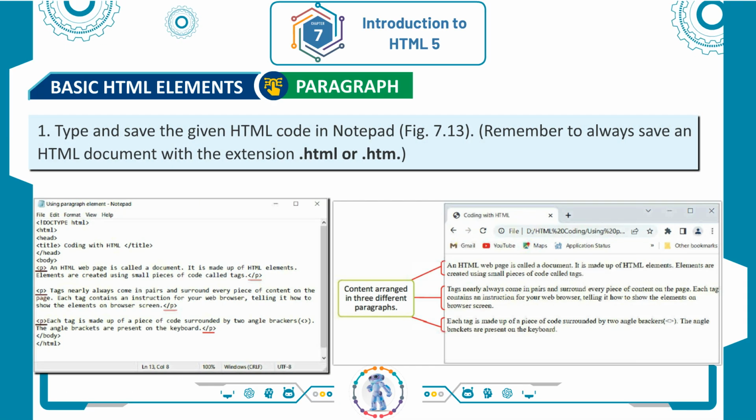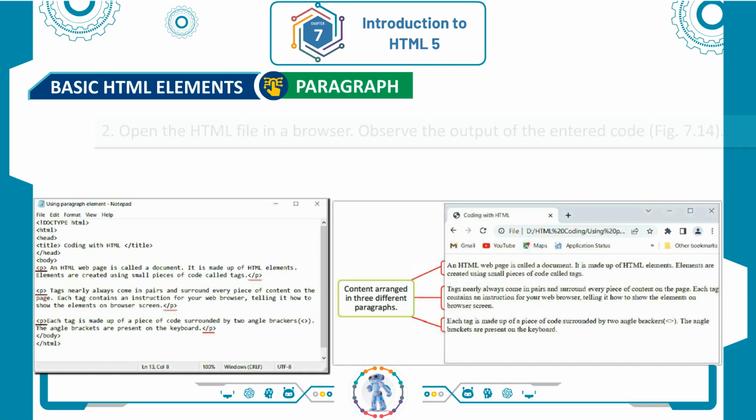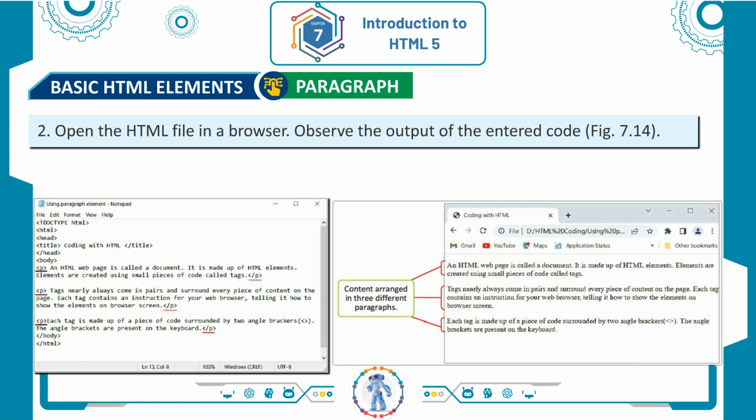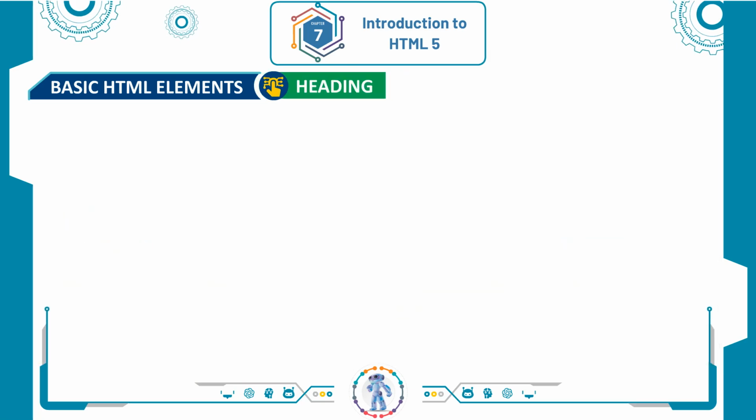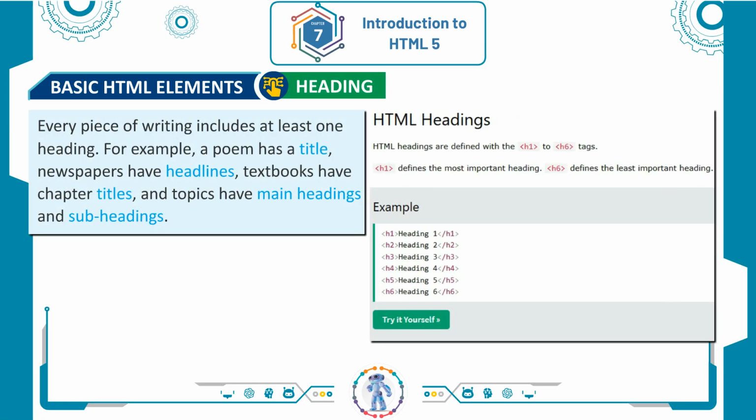1. Type and save the given HTML code in Notepad. Fig. 7.13. Remember to always save an HTML document with the extension .htm or .html. 2. Open the HTML file in a browser. 3. Observe the output of the entered code. Fig. 7.14. Heading. Every piece of writing includes at least one heading.